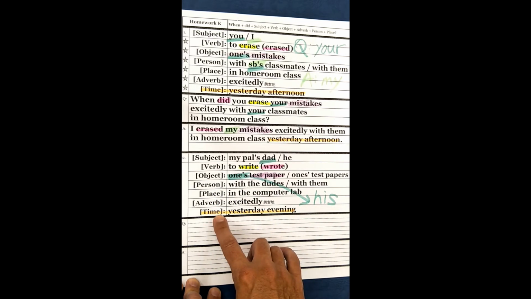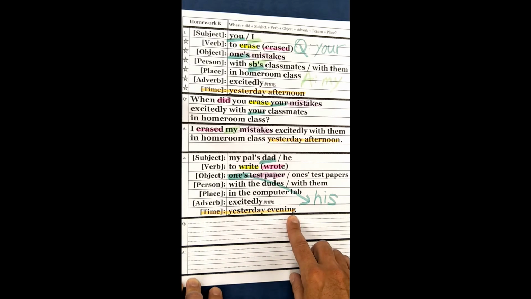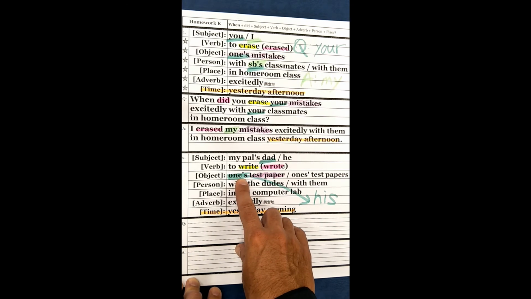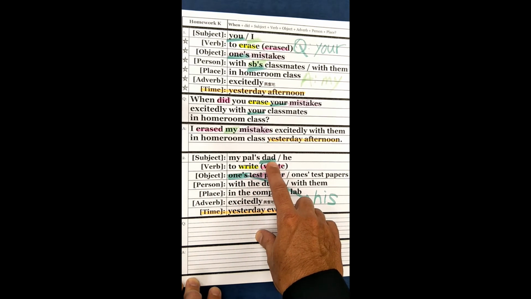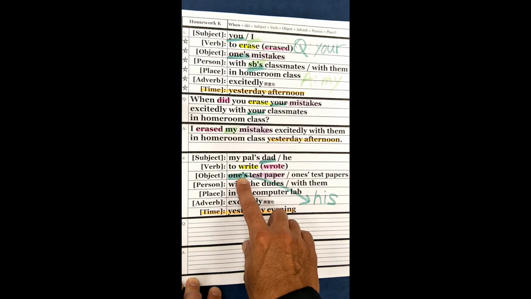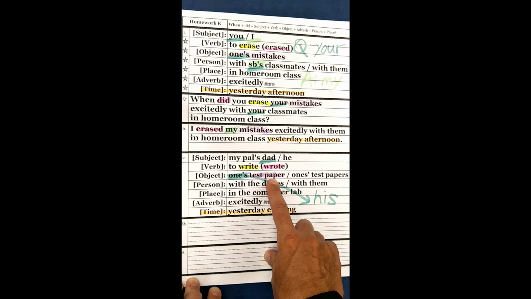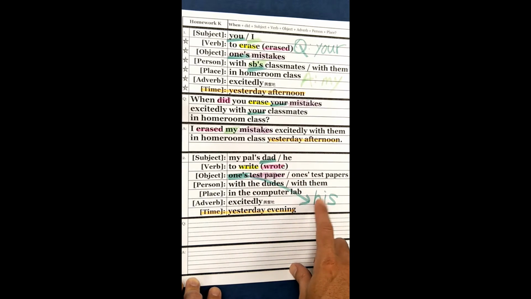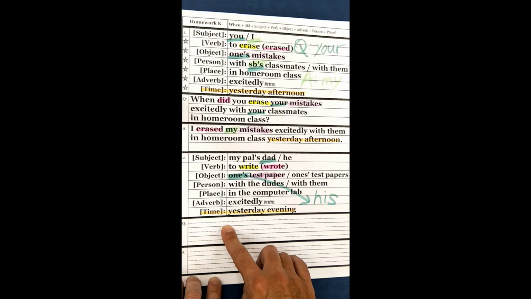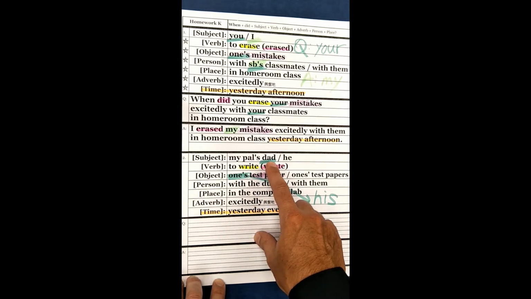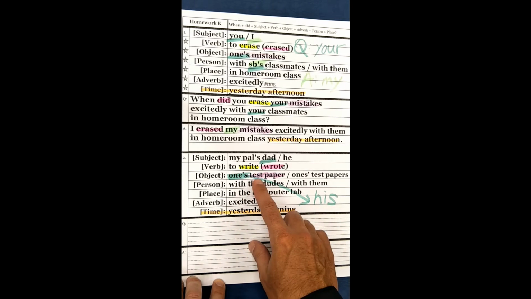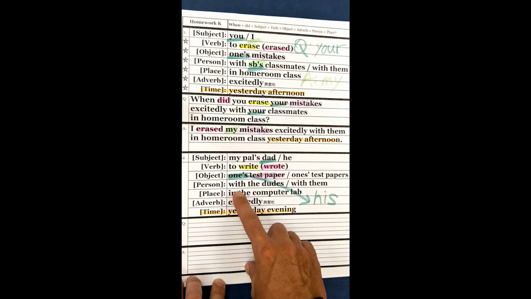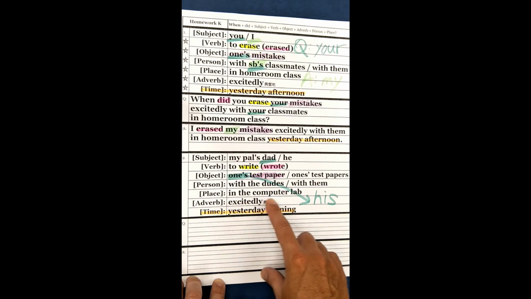All right, color the answer. Time, yesterday evening. This is the answer. All right, look, we have ones. So, question is dad. So they're his test paper. His test paper. He, his, the possessive is his. When did my pal's dad write his test paper excitedly with the dudes in the computer lab?